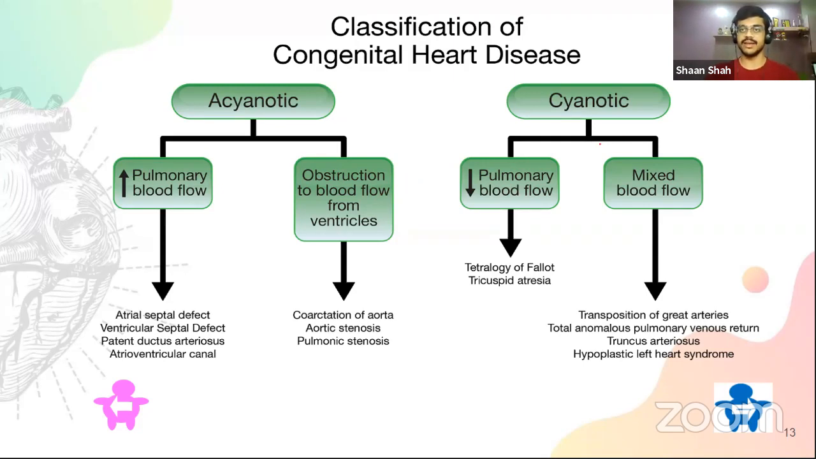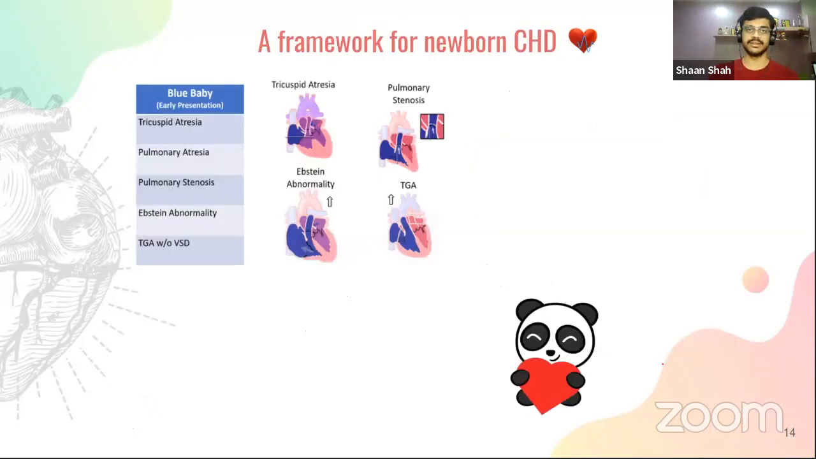Cyanotic heart diseases have a right to left shunt, so it leads to decreased pulmonary blood flow. Examples being tetralogy of Fallot, tricuspid atresia, and also mixed blood flow. And the examples are transposition of great arteries, total anomalous pulmonary venous return, truncus arteriosus, and hypoplastic left heart syndrome.